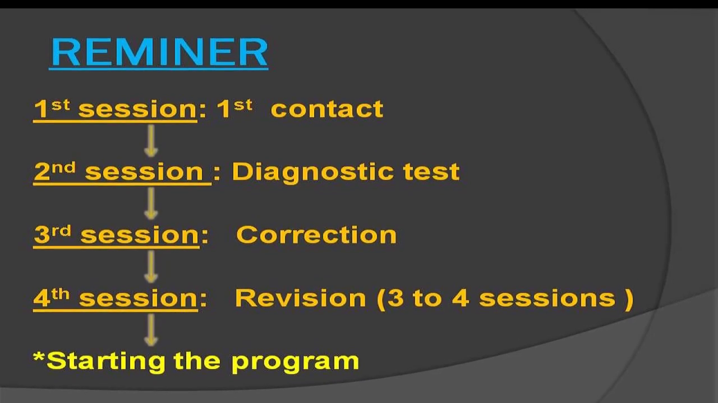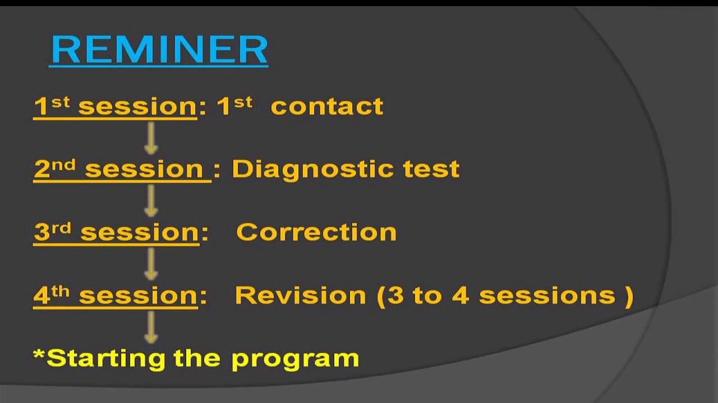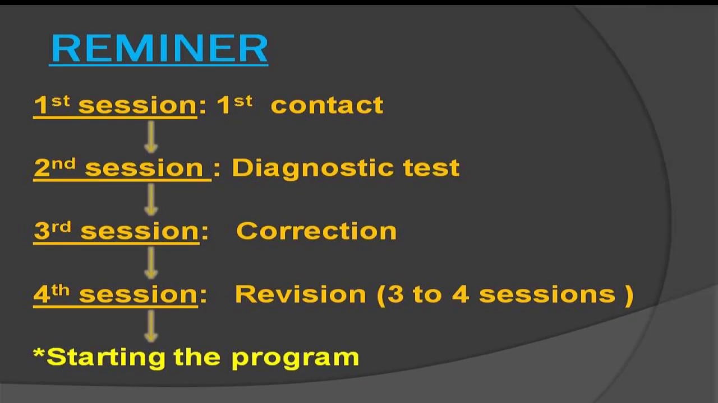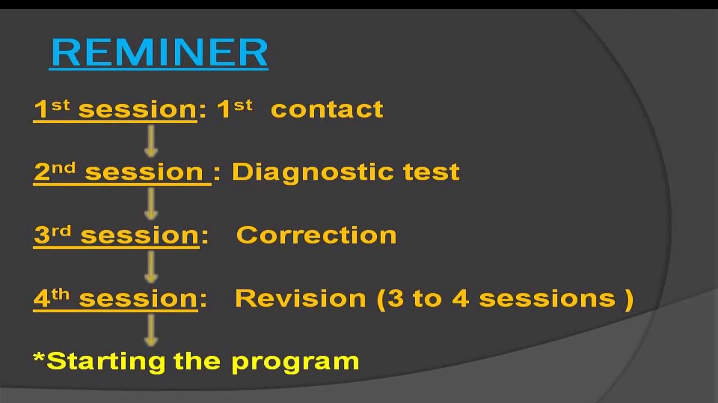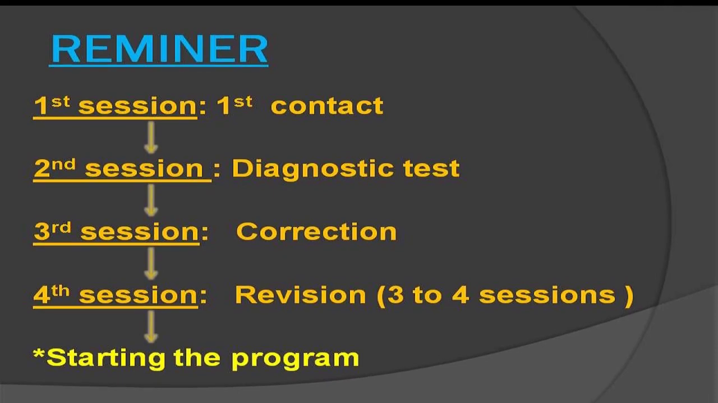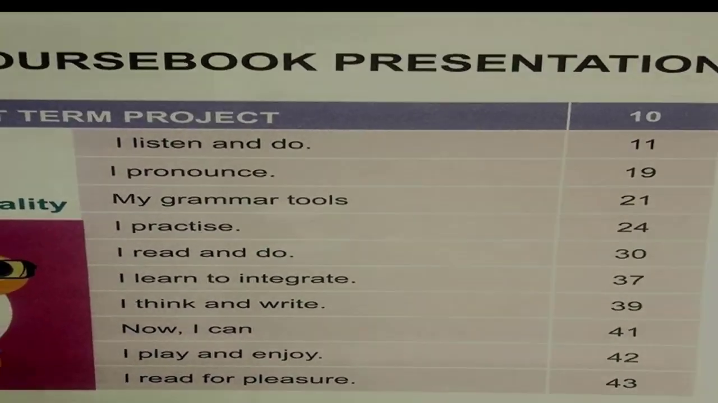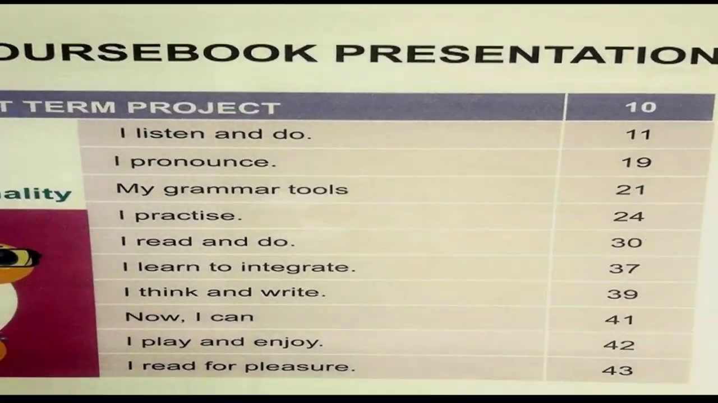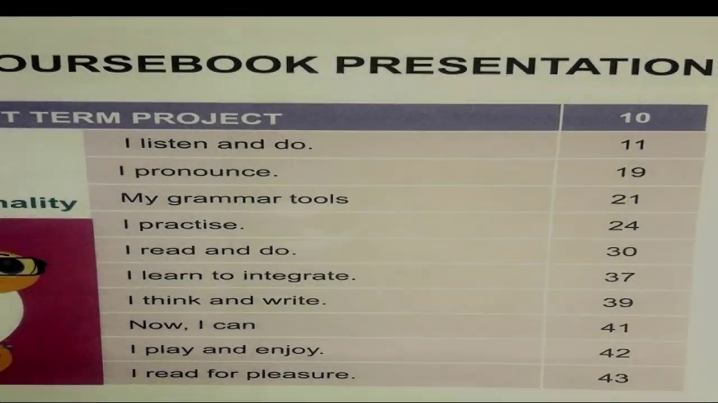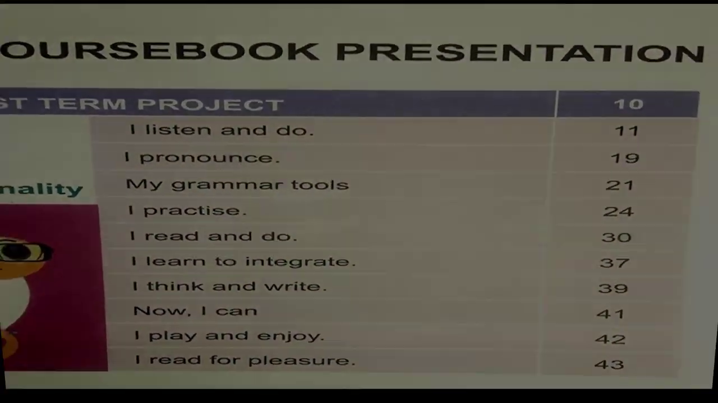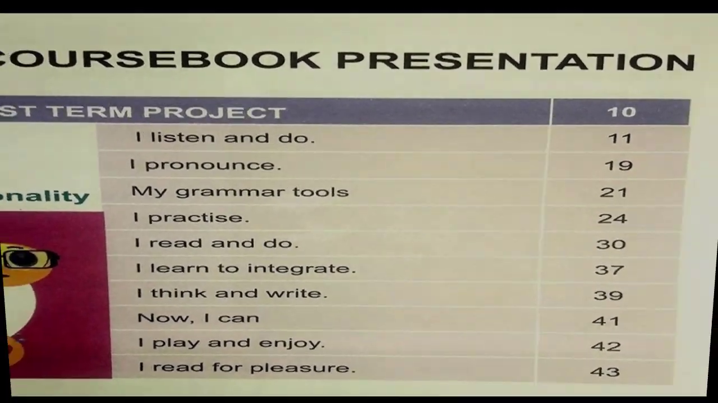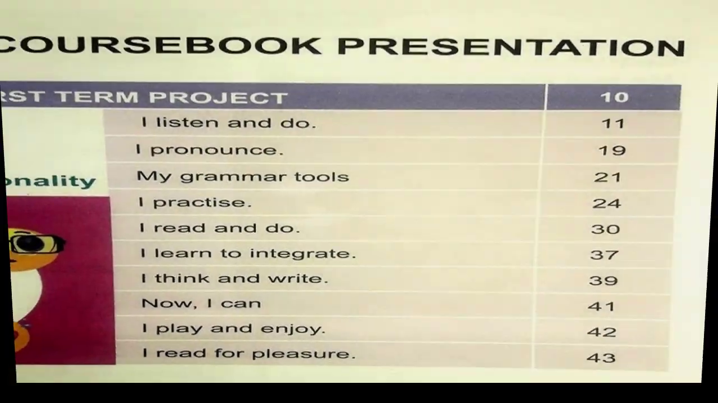I take as an example third year program, sequence 1. So if you don't mind, just take the book of third year to follow with me. In the first sequence, you have, of course, a list of skills that are written at the beginning of the book. Here you have listen and do, pronounce, grammar, and so on. But you are really confused regarding the order of the lessons.